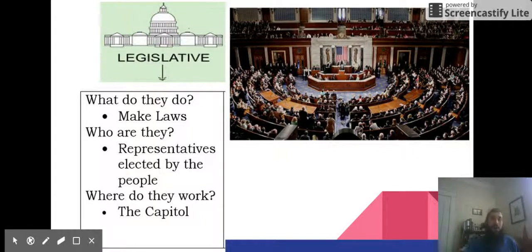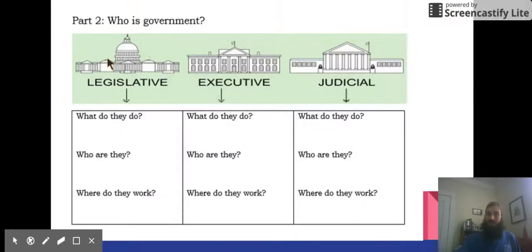And they work in the Capitol. This is a picture of the inside. This picture up here is a diagram of the outside. Make sure you have all this information for the legislative branch. Now, once you have laws that are made, you have to make sure that somebody's actually enforcing those laws.